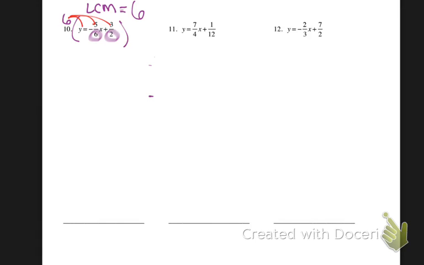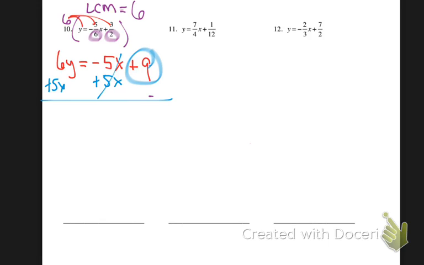So 6 is going to distribute. So we have 6y equals negative 5x plus 9. Now we're trying to get the 9 by itself. So we have to add 5x to both sides. And we have 5x plus 6y equals 9.